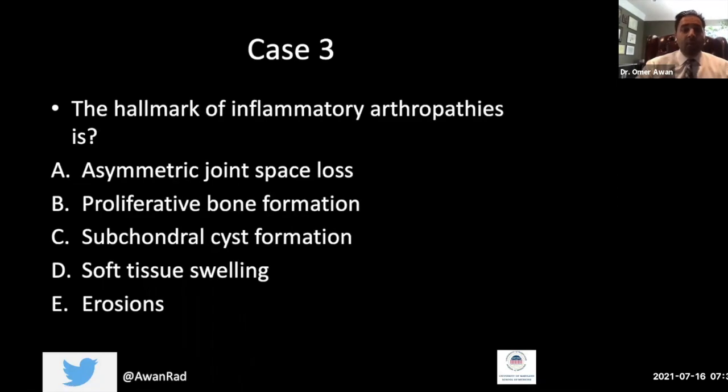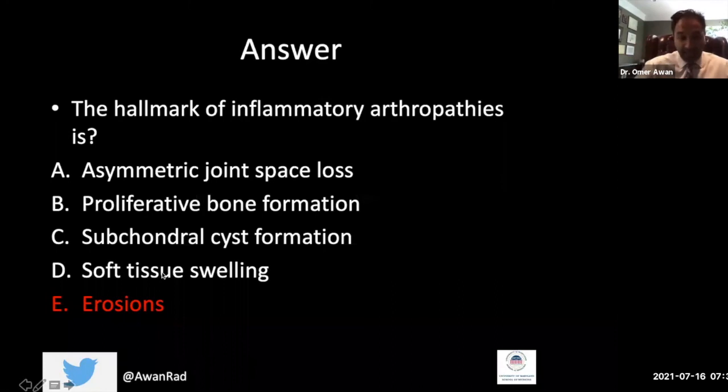All right. What's the hallmark finding of inflammatory arthropathies? Is it asymmetric joint space loss, proliferative bone formation, subchondral cyst formation, soft tissue swelling, or erosions? What do we see in all inflammatory arthritises? Looks like most people have said E, which is erosions, which is the correct answer. Remember, in inflammatory arthritis you lose bone in the form of erosion. Now, soft tissue swelling is correct, but it's not the hallmark finding. Of course, you can get soft tissue swelling, but you can get that in a lot of things, right? But erosions we see as a hallmark finding of all inflammatory arthropathies.